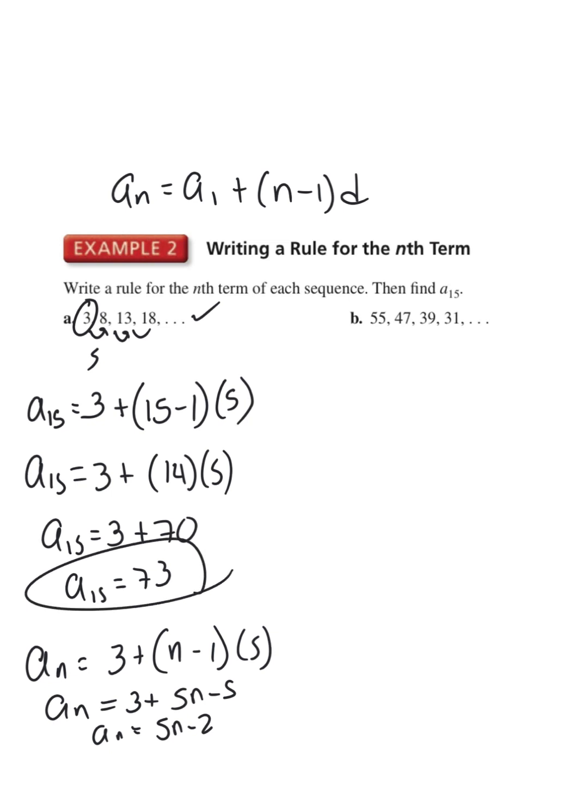Now, take a second to solve B. We'll go over B tomorrow in class. Also, go ahead and solve example 4 by yourself, which is on the next page. We'll go over those two tomorrow in class.